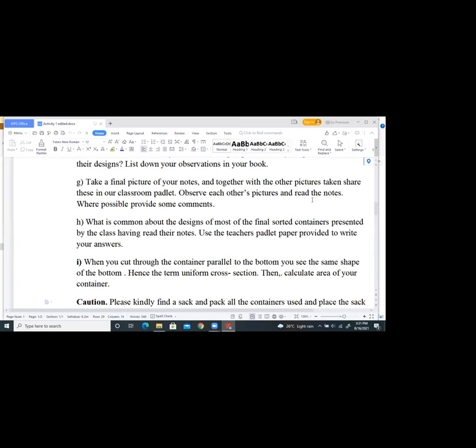Others say that, who is this one? Jovia Namuga. For her, she said that her container is cylindrical, but on top it is round, and at the bottom it is square. That is very interesting. So I want you to put for us what is common about your observation, about your container and the container of others. Okay, so I think we remain with only 2 minutes such that we can do the last part.